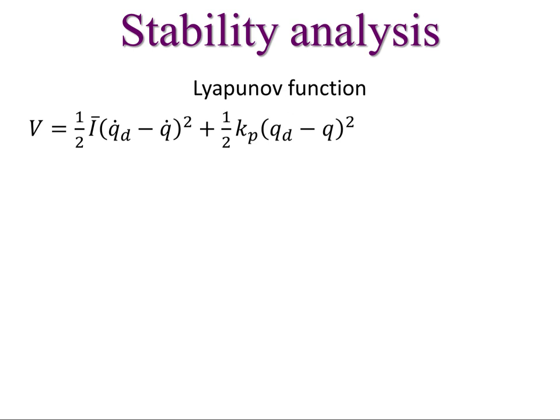First, as in the stability analysis of the computed torque method, the Lyapunov function V should include terms for the squares of the velocity error and angular error. For these error terms, we set the coefficients of 1/2 I bar and 1/2 kp. Therefore, we can prove that the error of the joint angular velocity and angle decreases if the Lyapunov function V decreases.